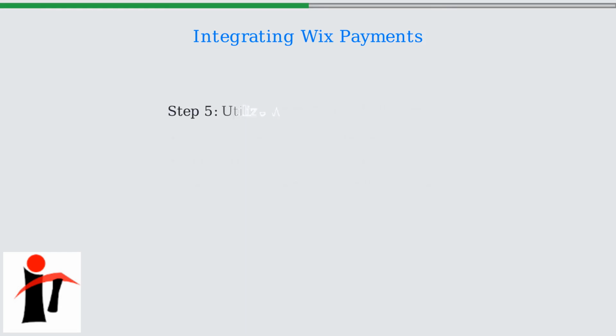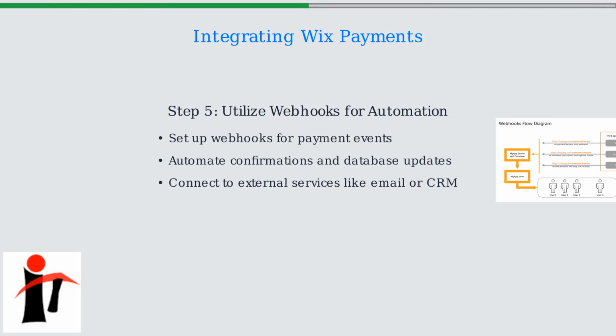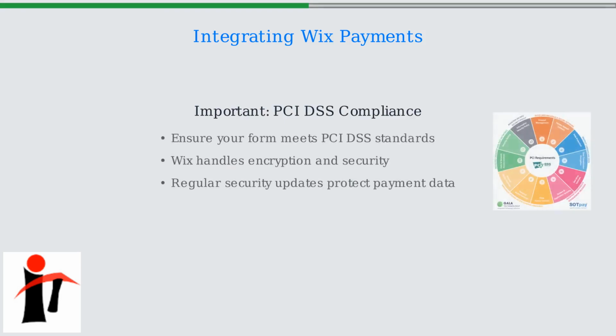Utilize webhooks to automate processes after payments. Set them up to trigger confirmations, update databases, or connect to external services like email providers or CRM systems when payment events occur. Finally, ensure your payment form complies with PCI DSS standards for secure payment data handling. Wix automatically handles encryption and provides regular security updates to protect sensitive information.